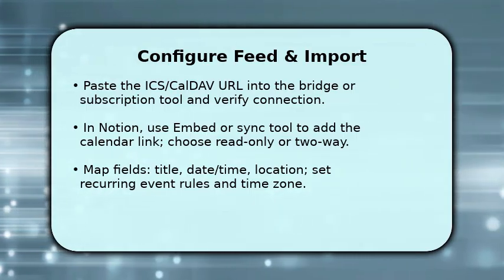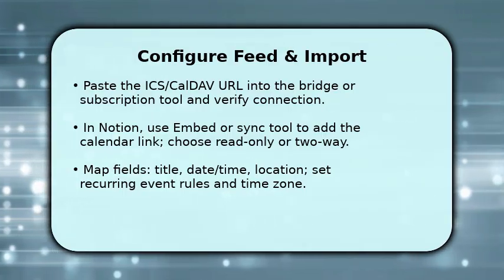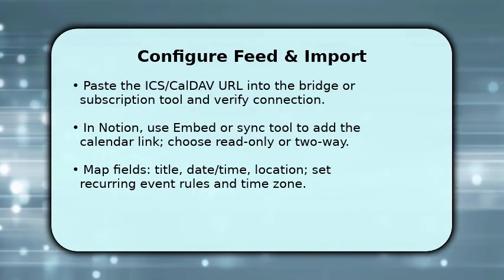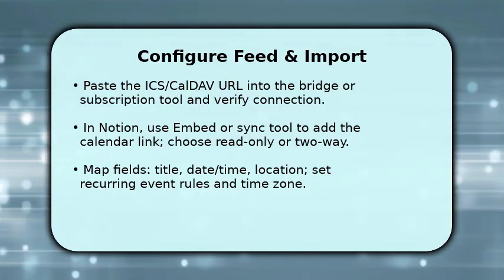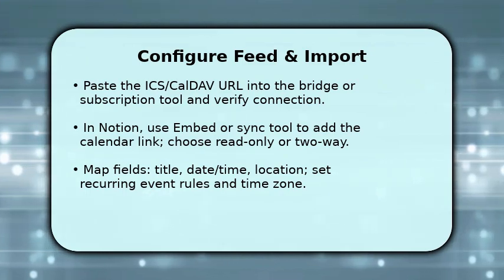Then map essential fields: title, start/end timestamps, location, and confirm time zone and recurring event rules, so events align correctly between Apple Calendar and Notion. Finish by verifying that events appear in your Notion calendar.